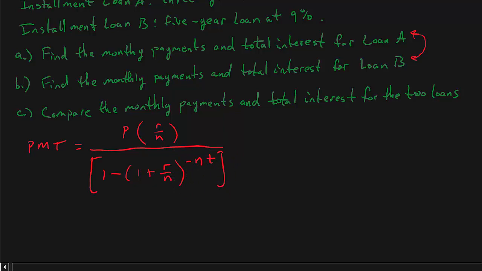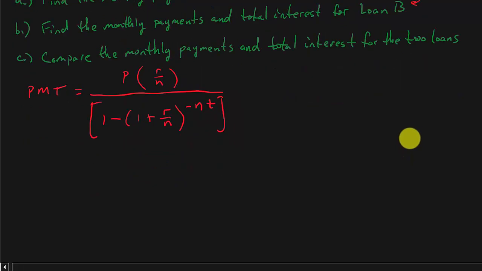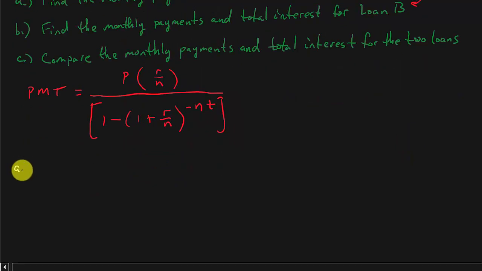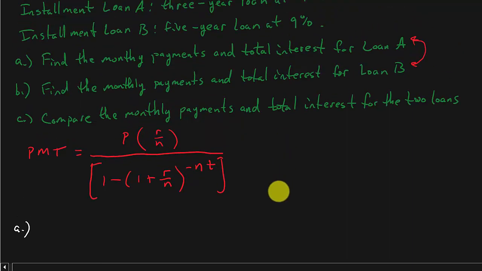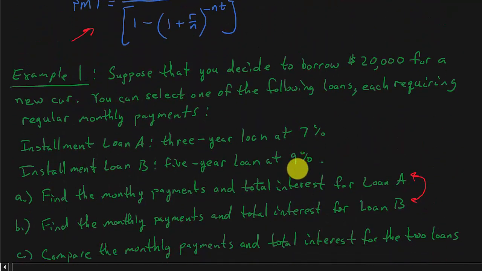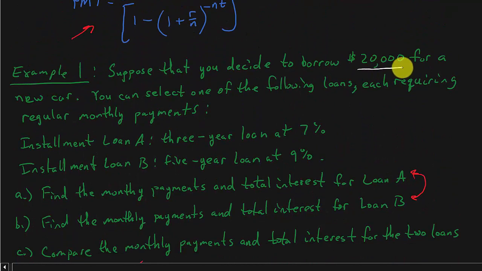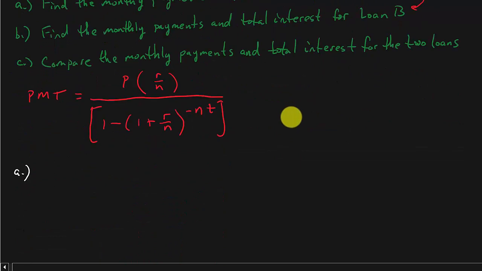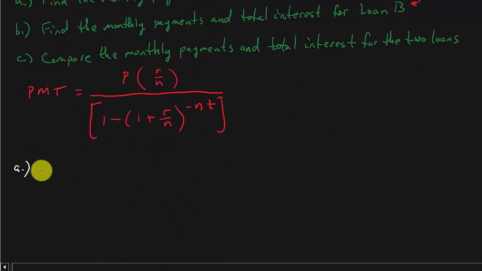So for part A, we need P, R, N, and T to plug into our formula. P is the $20,000. That's the amount of money we're going to borrow. So P equals 20,000.